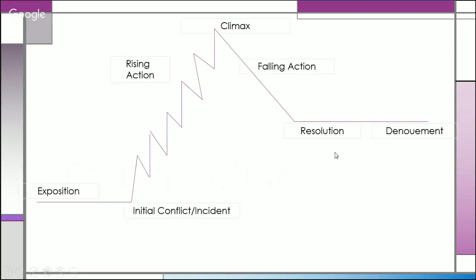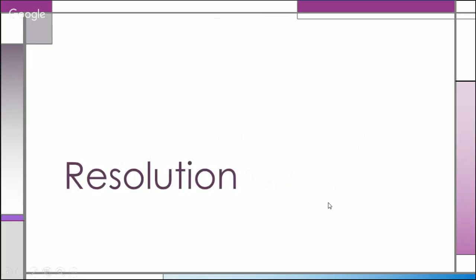After our falling action here, we have our next part, which is our resolution. And our resolution, right, has the word solution in it. It's pretty simple. It's how our problem is solved. We have to have a way that our main conflict or our main problems are solved.